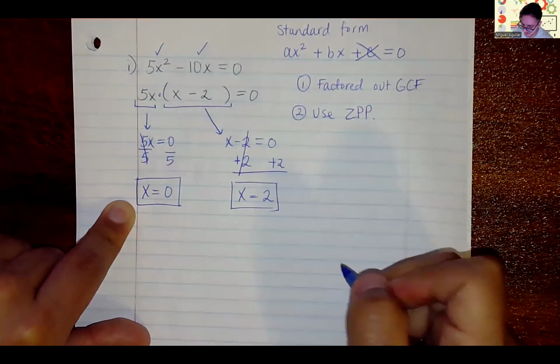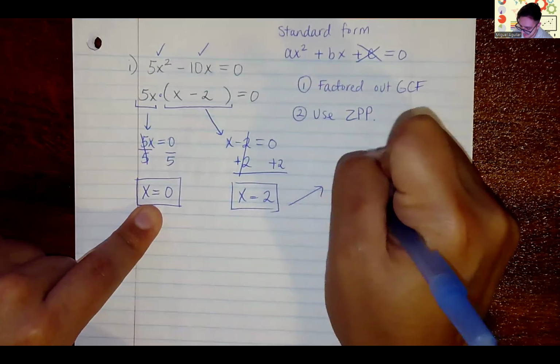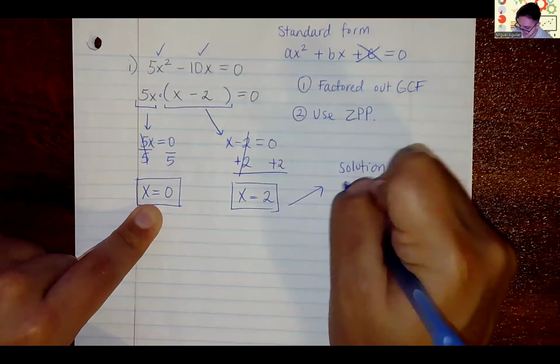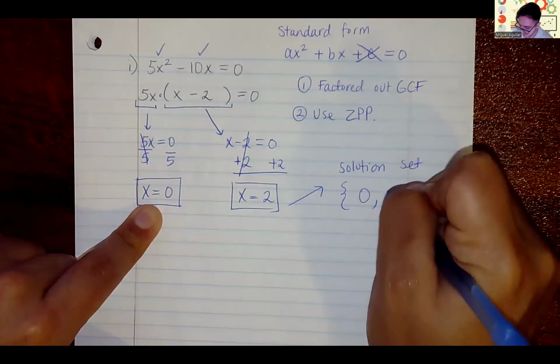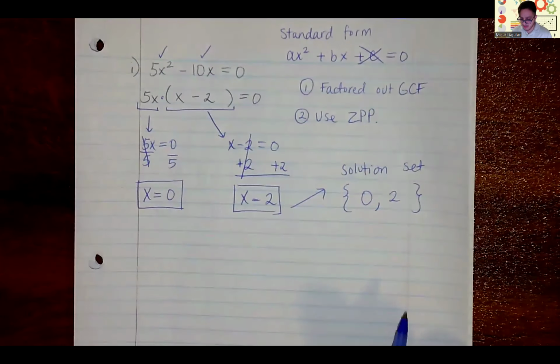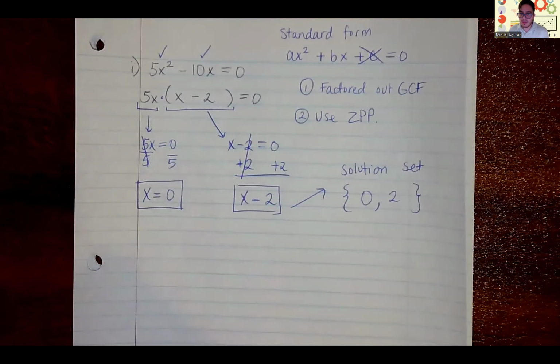Okay. So that means I have my two solutions. My solution set contains those two numbers. So I'm just going to write them out as 0, comma, 2. Those are the two values that could potentially be solutions for this quadratic equation. And that's it. Okay. So you got to remind yourself that it's not always the case that you're going to use the zero product property after using the AC method.